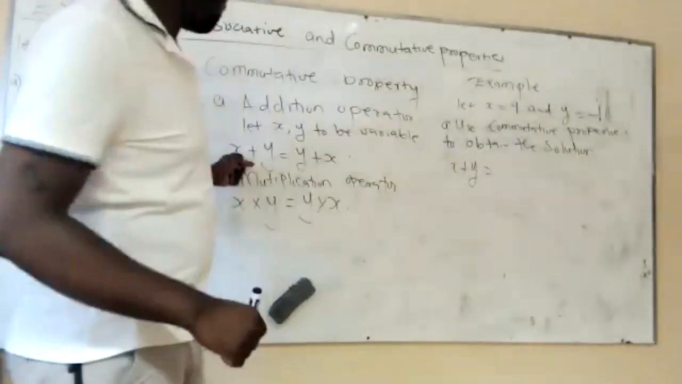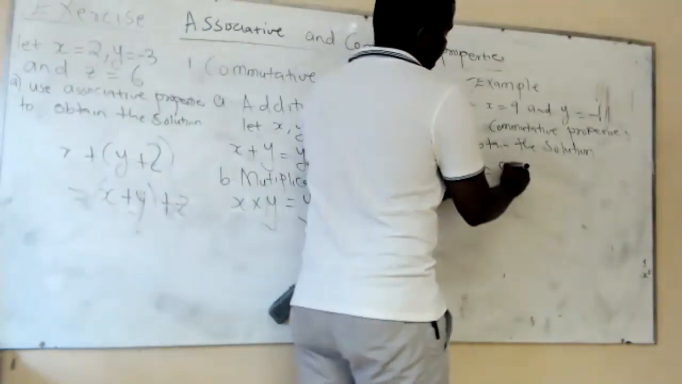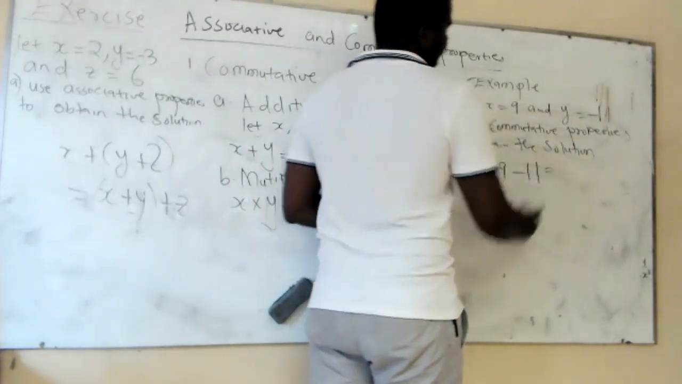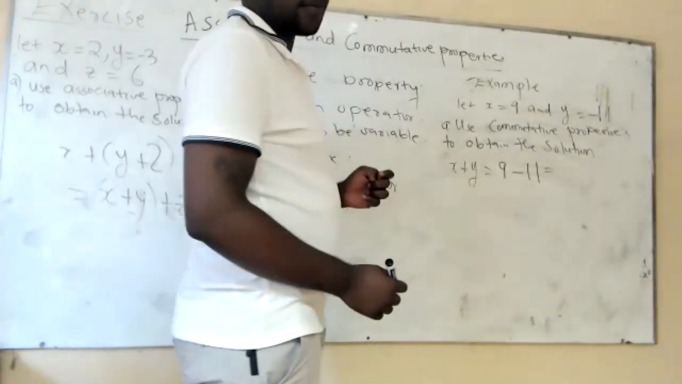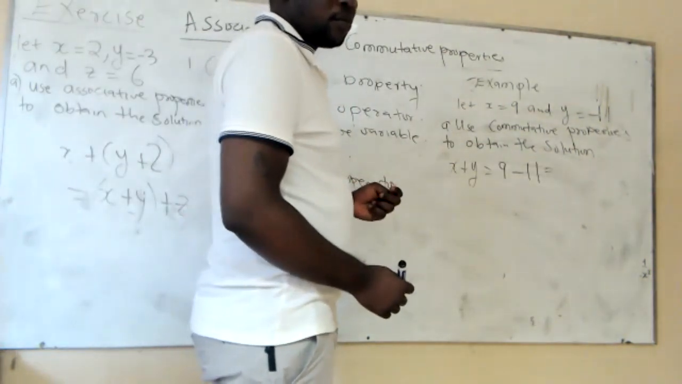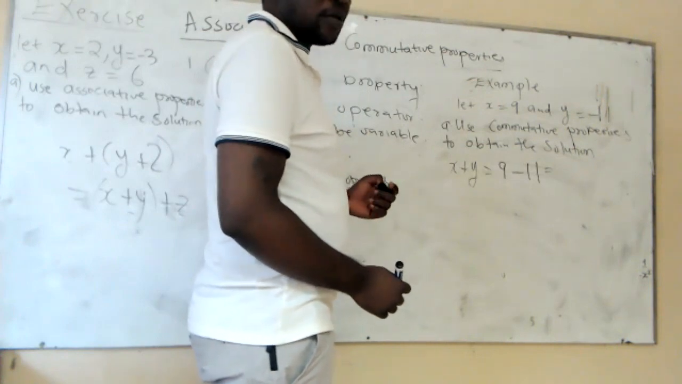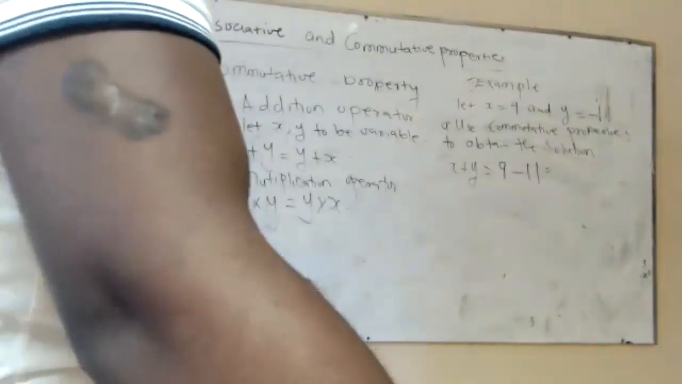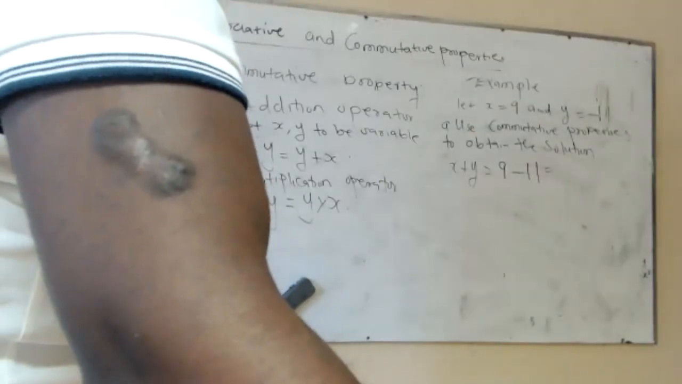We start by the left hand side of this, which in this case is x and y. So x is given as 9 and y is given as what? As negative 11. So when we add these two values, what do we obtain? Negative 2. Yes, we are going to obtain the answer of negative 2.